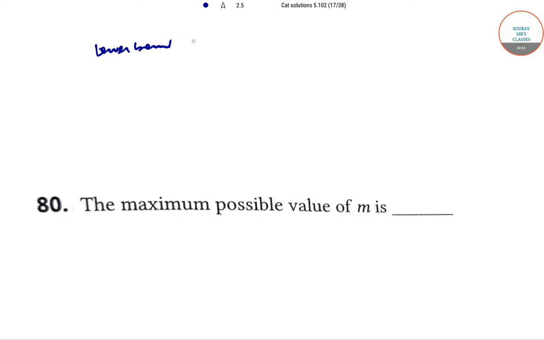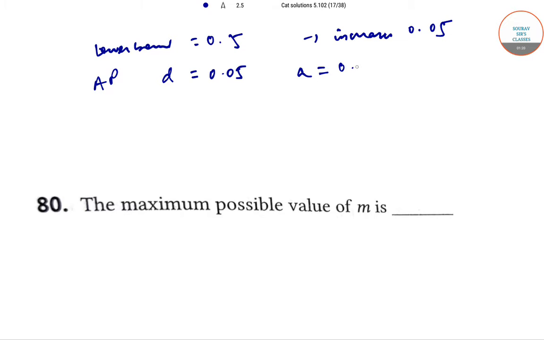the lower bound is 0.5 and this increases with 0.05. So it forms an arithmetic progression, AP, where the common difference D is equal to 0.05 and the first term A is 0.5. The last term is less than 1 and hence it is 0.95. So the last term is 0.95.